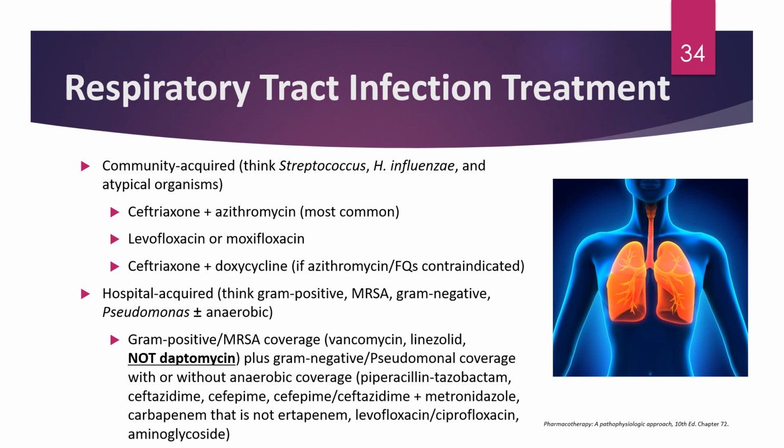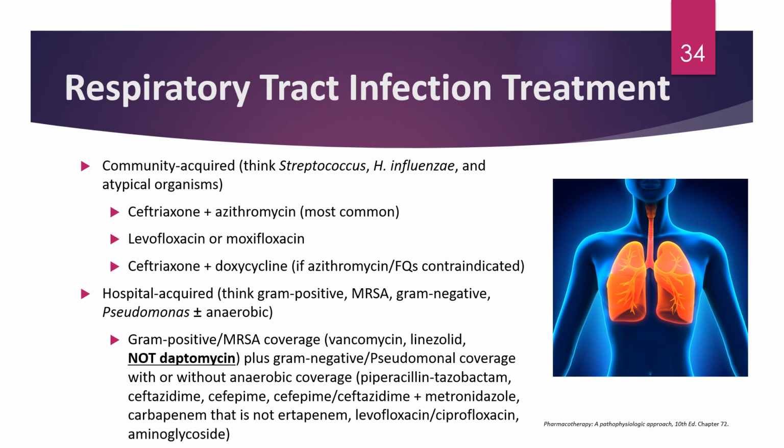Now, if you have a hospital-acquired respiratory tract infection, that can be being in the hospital for greater than 48 hours, or being on a ventilator for greater than 48 hours, where it's called ventilator-associated pneumonia. Then we will start patients on a little bit of everything. We definitely need gram-positive and MRSA coverage because they've been in the hospital. We need gram-negative and pseudomonal coverage because they've also been in the hospital. And in some cases, you might consider also anaerobic coverage, though it's not always necessarily required.